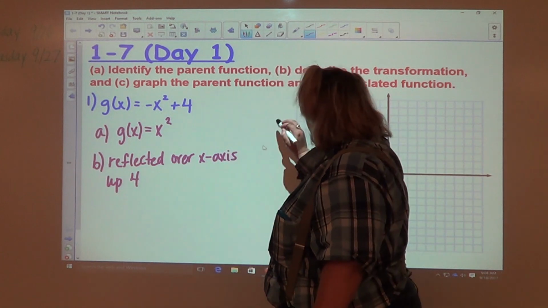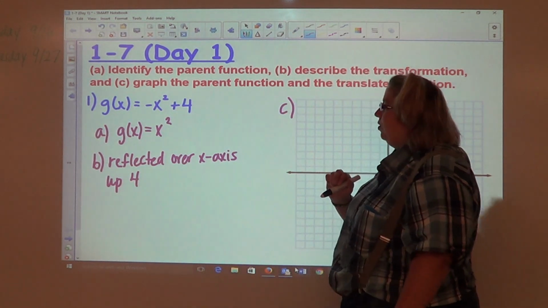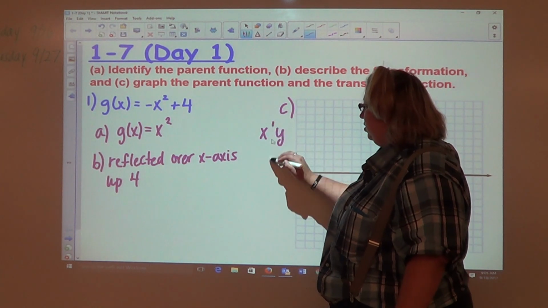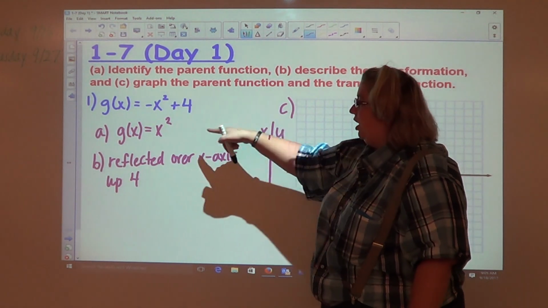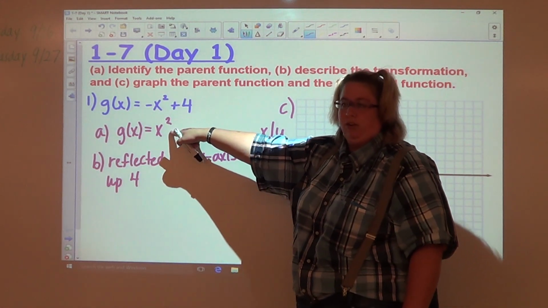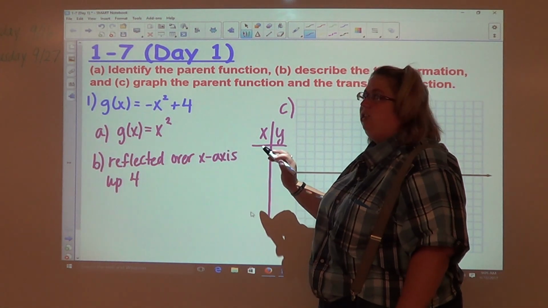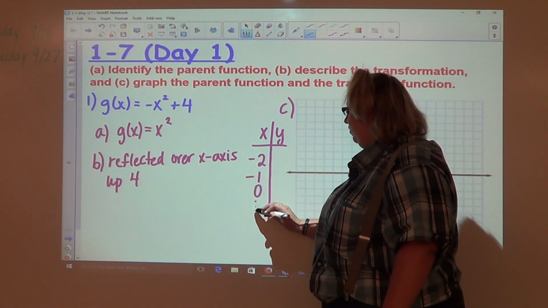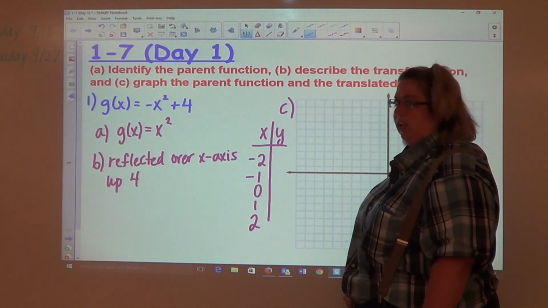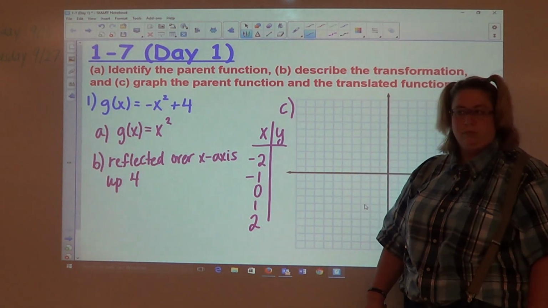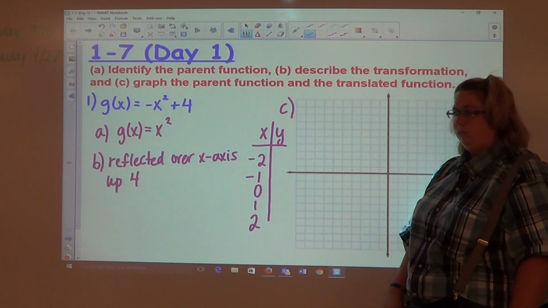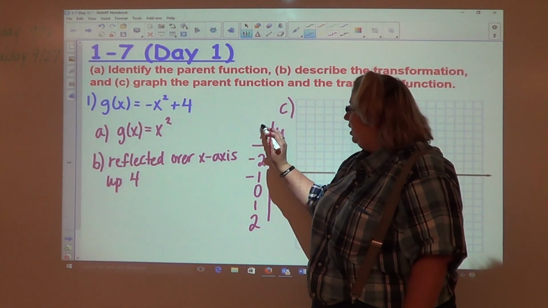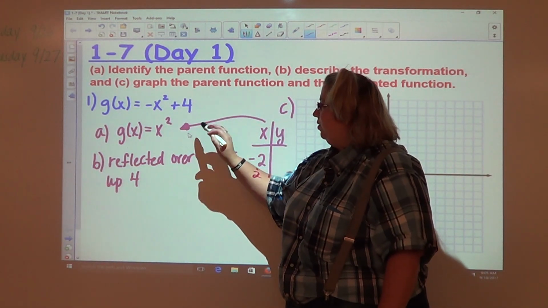Okay, then part C is our graphing. What you're going to do is take a regular T-chart. Now, this is a quadratic. We're going to graph the parent function first. Unless you're doing a square root, I want you to use these 5 numbers. If you're doing a square root, you can't take the square root of negatives, so you would start at 0. Okay, and I'm going to plug those into my parent function. So you're plugging these in to this one right here.